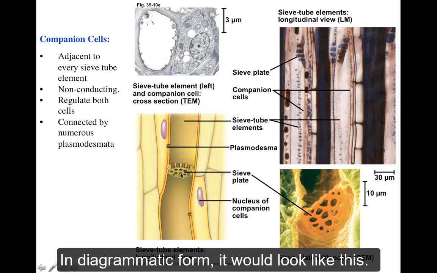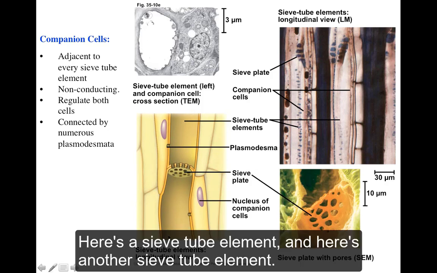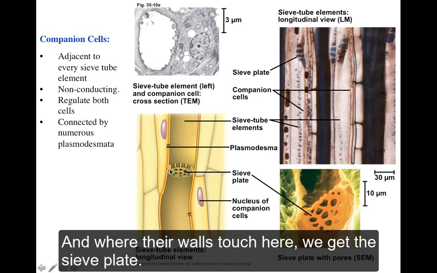In diagrammatic form, it would look like this. Here's a sieve tube element. Here's another sieve tube element, and where their walls touch here, we get the sieve plate.